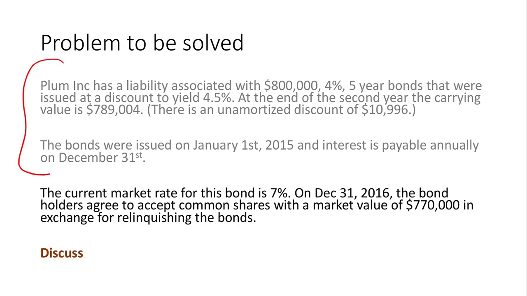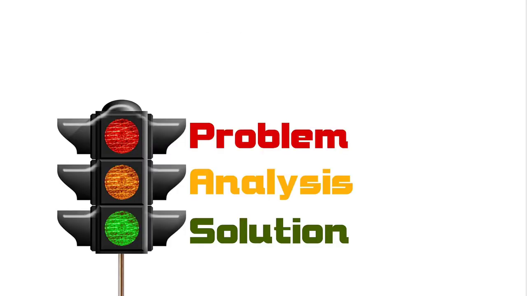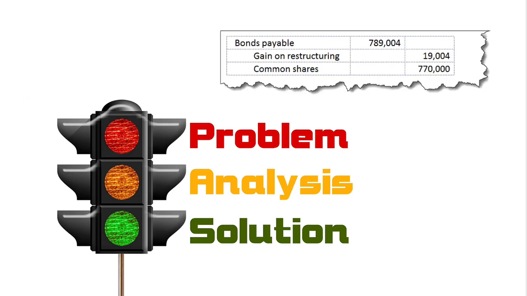Same problem. Now we're looking at the bond being exchanged for common shares. We know the market value of the common shares. We also know that the market rate for this bond is 7%. So we're going to treat this as a settlement. We are going to record, in this case, a gain on the restructuring. It's pretty simple. Really, it's a matter of looking at the problem, thinking about what's actually going on, then looking at the solution, and then you usually can create the journal entries fairly accurately.